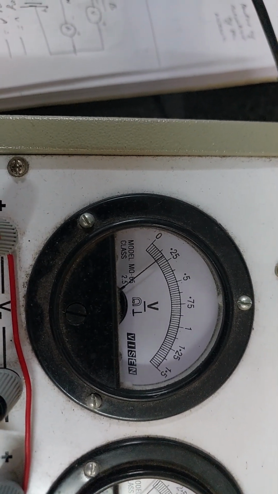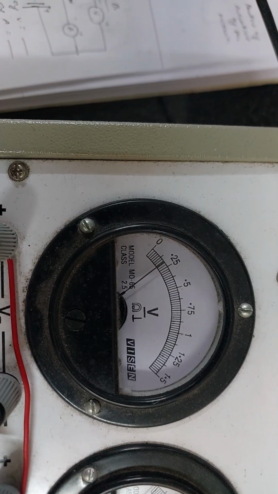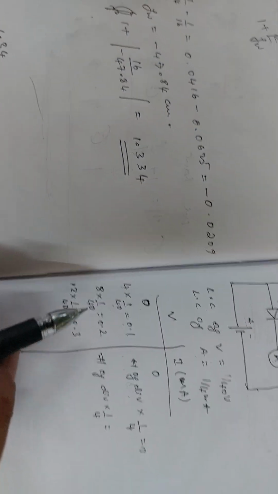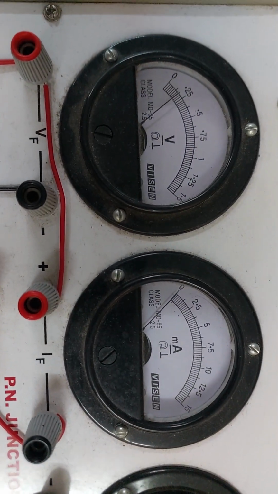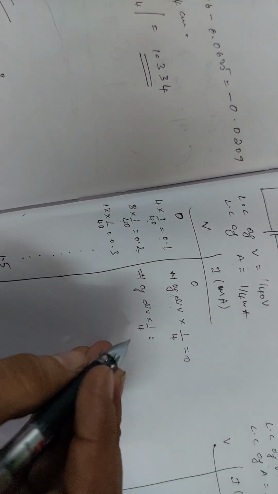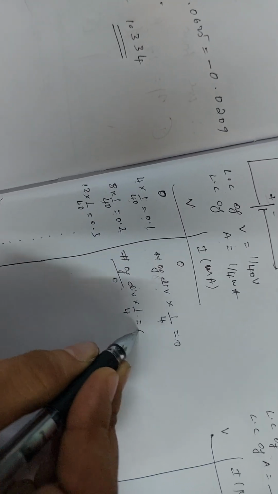Similarly now I have to go to the 8th division. So this is the 8th division. That means the voltmeter reading would be 8 into 1 by 40, which is equal to 0.2. Correspondingly the current is still 0. So its number of divisions is 0, so 0 into anything is 0.